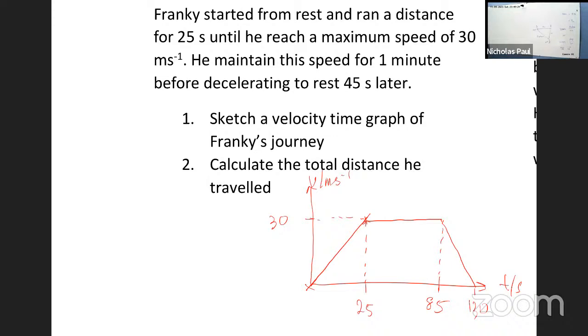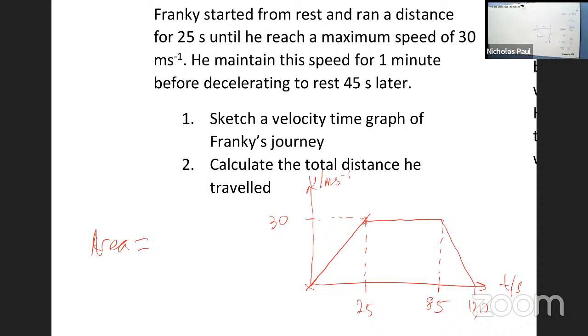But the values are 25, 85, 150. Now they ask for the total distance traveled. Like the last graph we did, to find the total distance traveled, find the total area. Find the area of that shape there.